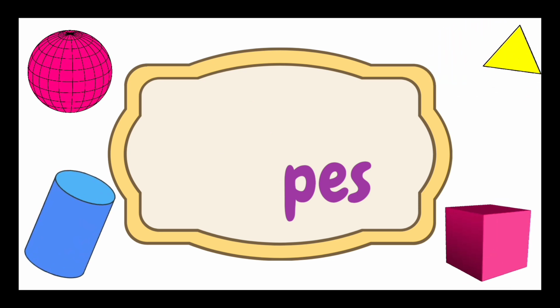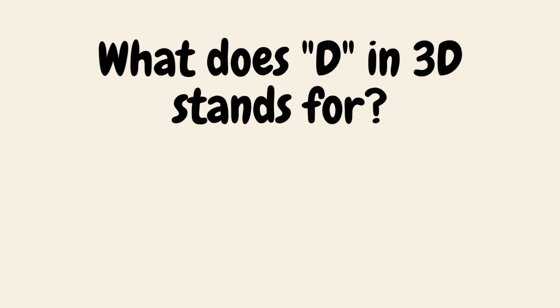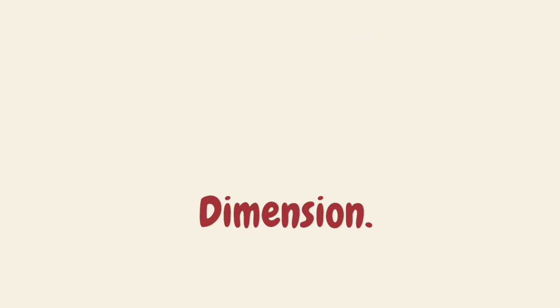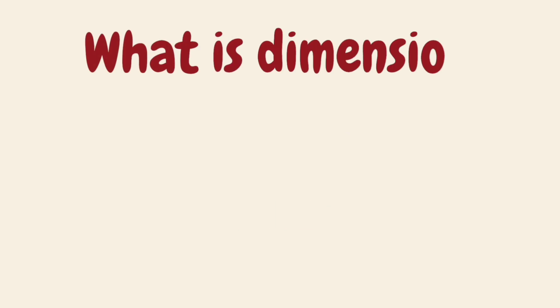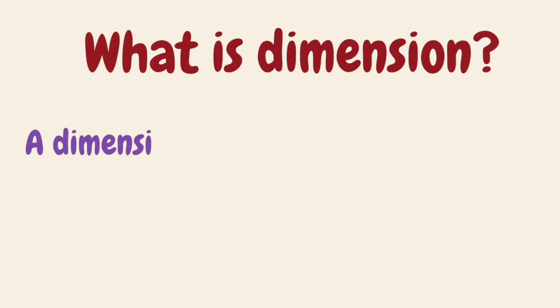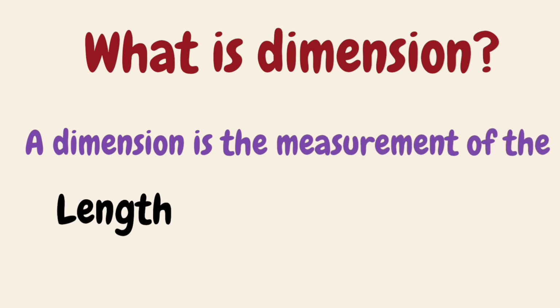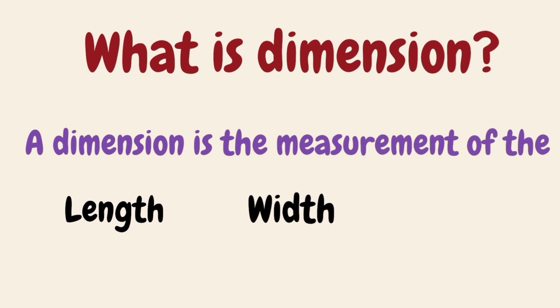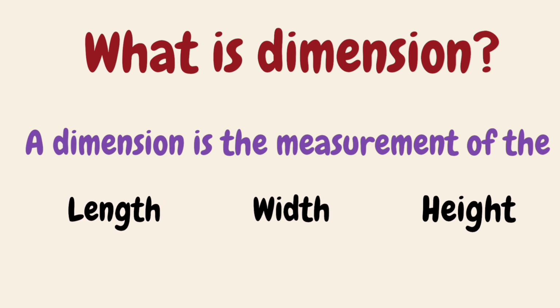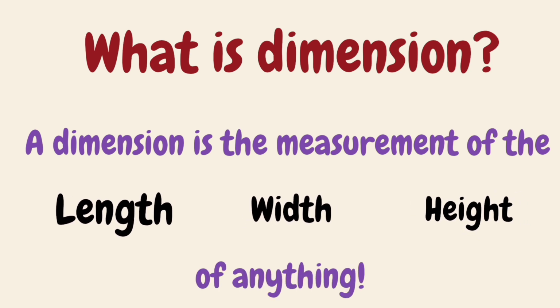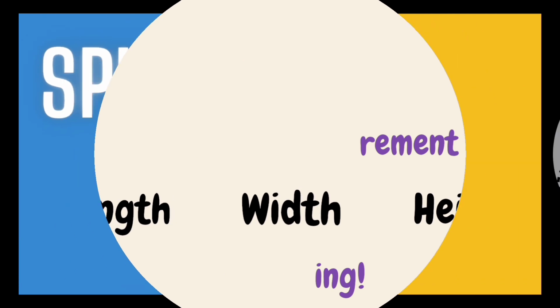So let's get started. First of all, we need to understand what does the D in 3D stand for. The D in 3D stands for dimension. But the question is, what is dimension? A dimension is basically the measurement of the length, width, and height of anything. Let's see how we can define these shapes.